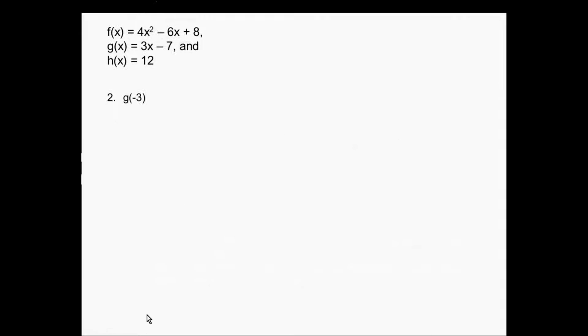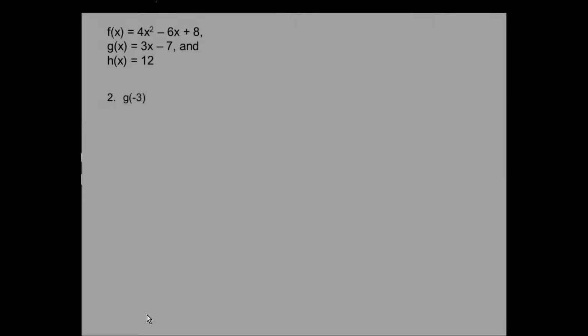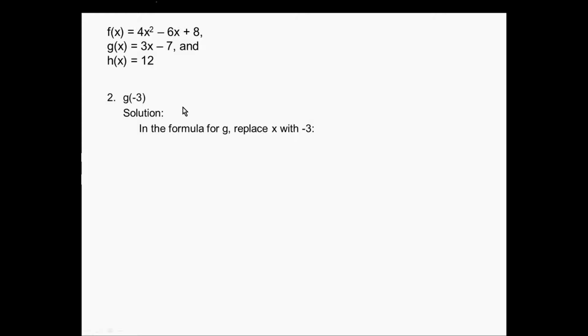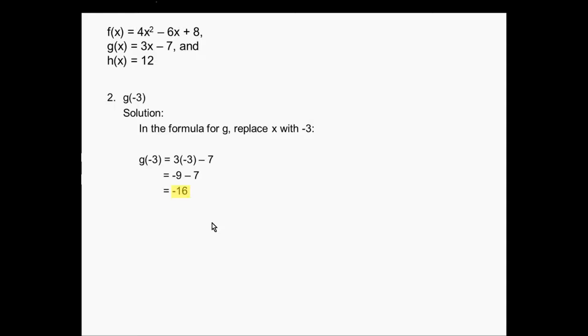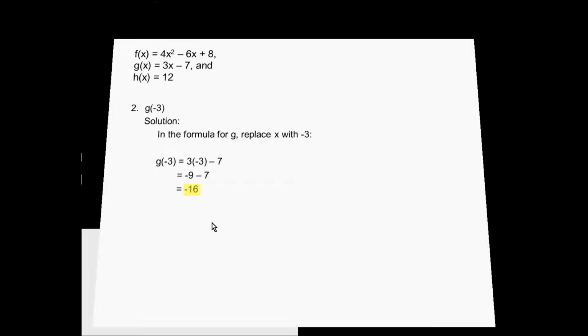Our second example, g of negative 3. In the formula for g, replace x with negative 3. Replace that x with negative 3. So 3 times negative 3 minus 7. I get negative 9 minus 7, which is negative 16. Negative 16 is your final answer. Don't write anything else.